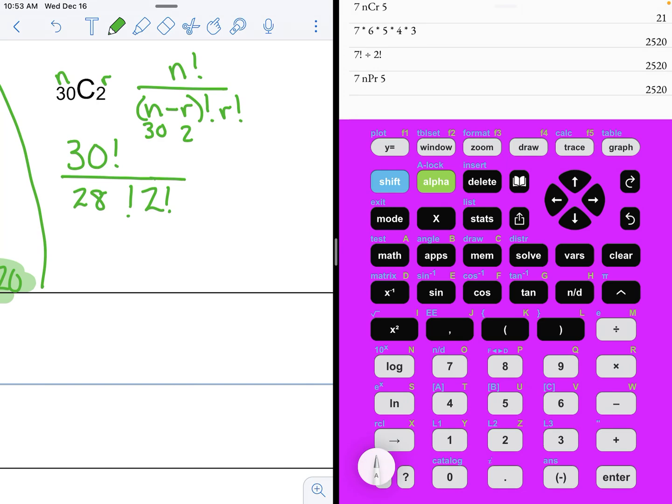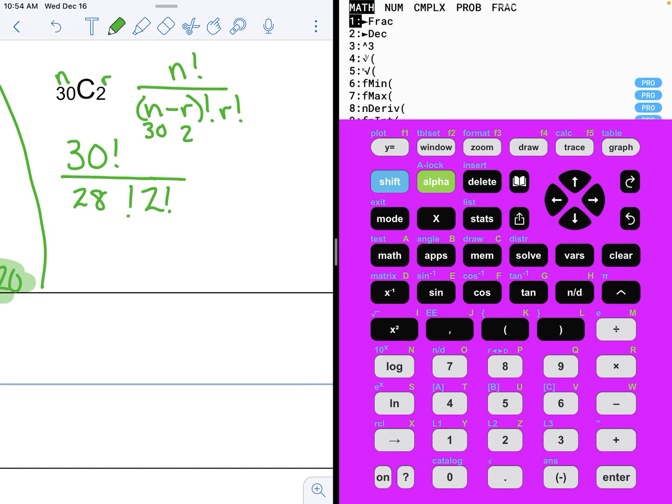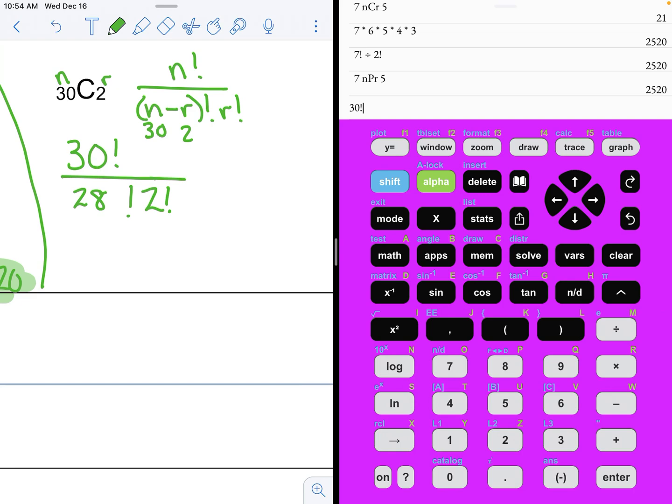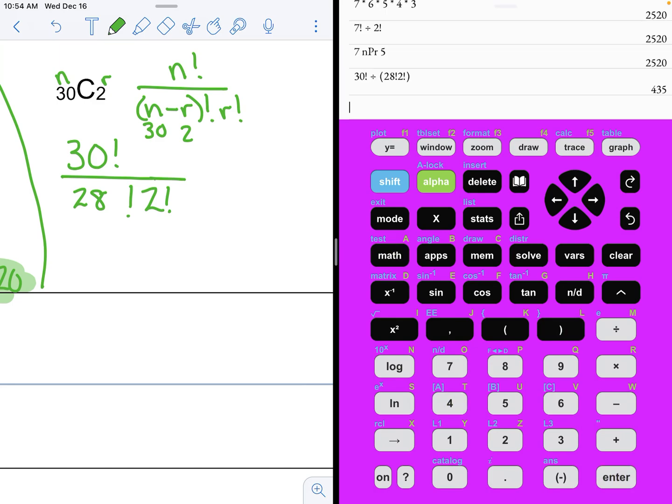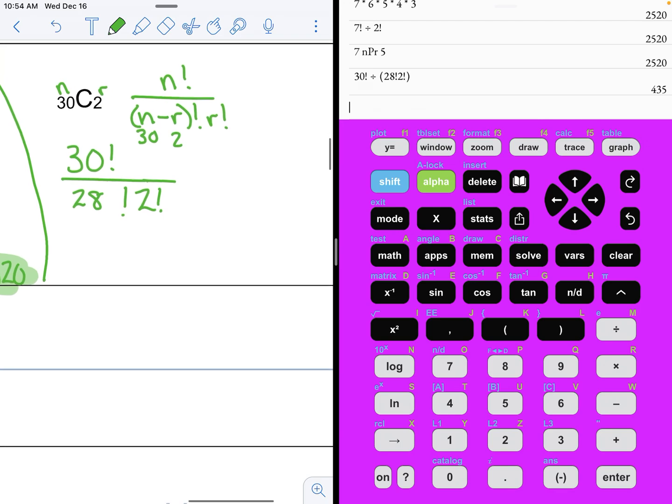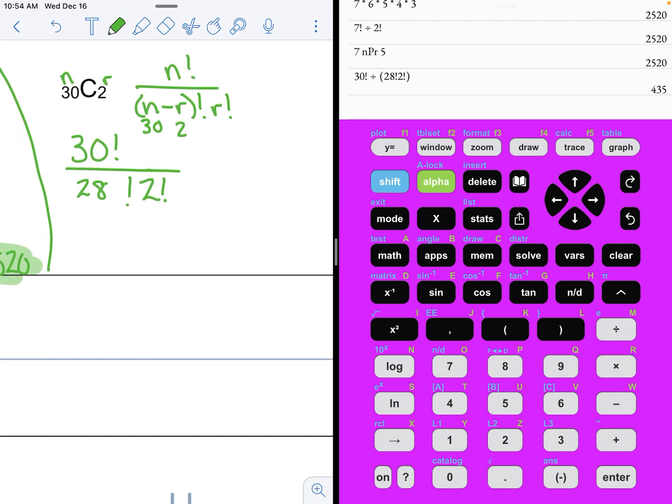So let's do 30, and then let's get our factorial. That's number 4, divided by, use parentheses here. Oops, let me hit delete. 28 factorial. Kind of nice. We're taking a break from all our crazy algebra, right? Oh, that's not so bad at all. Silly me, I was thinking the opposite. Sorry, guys, I was being kind of silly. So 30 factorial divided by 28 factorial, 2 factorial is 435.